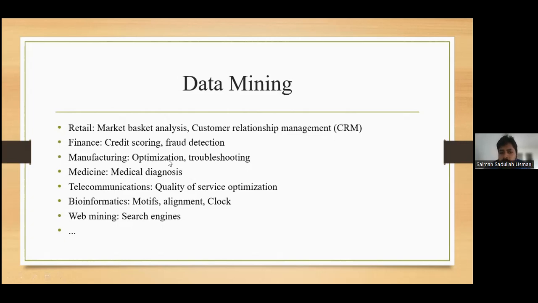And then manufacturing, obviously optimization and troubleshooting are part of manufacturing, and the same for telecommunication, but we will focus much more on medicine and bioinformatics. So you will see that over the last decade, medical diagnosis has been using artificial intelligence heavily.